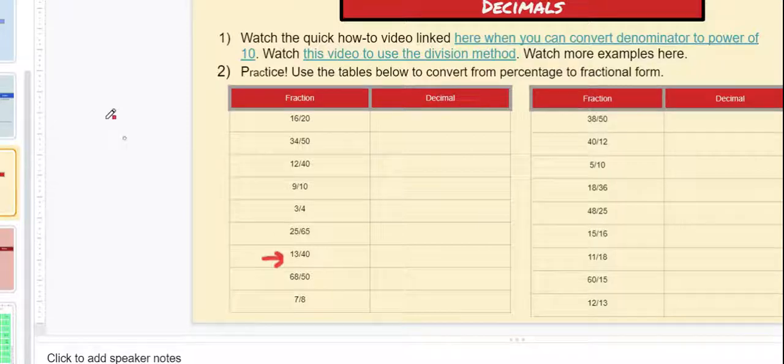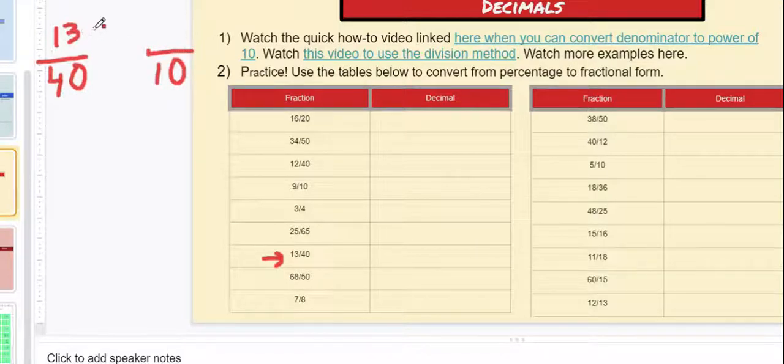So we could say, okay, well, 13/40ths. I know that I can get to 10 in my denominator by dividing 40 by 4, and that would give me 10. But if I do that up here, if I divide 13 by 4 as well, because you need to do the same thing to both the top and the bottom to have an equivalent fraction, it's going to end up with a decimal. I think it ends up with something like 3.2 something something, which is just kind of awkward. It's not going to work out very well. So we're not going to use this method here.